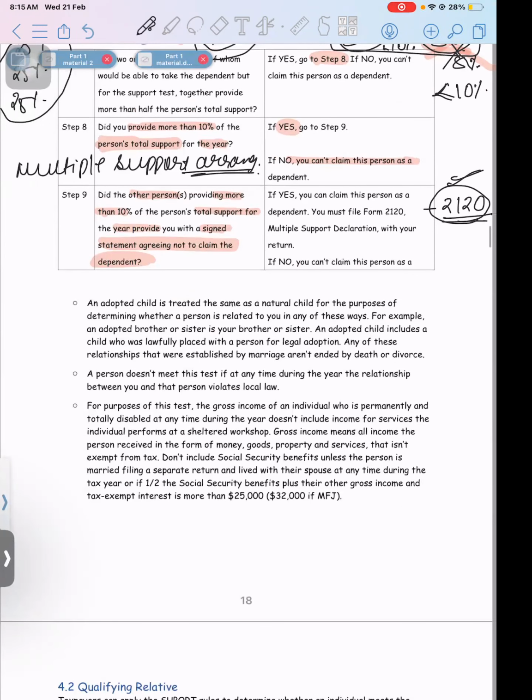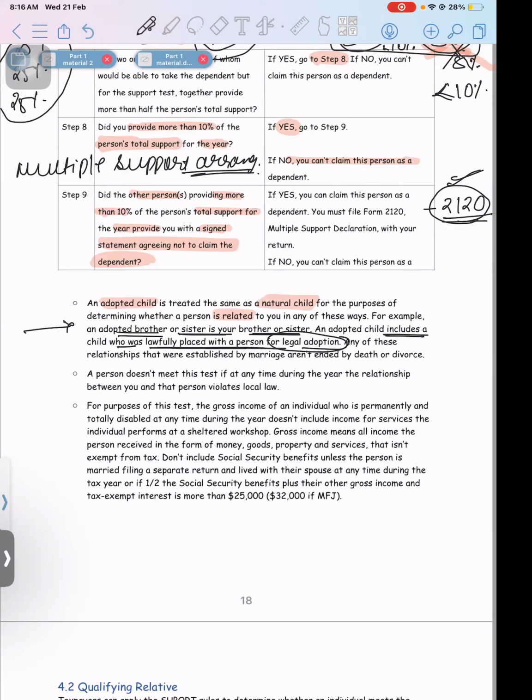Some extra points which are not included in the above steps. An adopted child will be treated the same as a natural child. They will be treated as a qualifying child only for the purpose of determining whether the person is related to you in any of these ways. For example, an adopted brother or sister is your brother or sister. An adopted child includes a child who was lawfully placed with a person for legal adoption. If you adopt your brother and sister, they will be called your brother and sister only. The relation will remain the same.